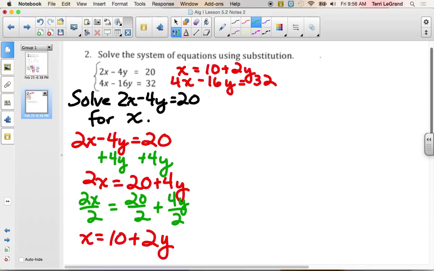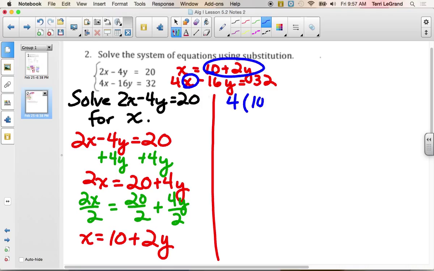Now, to be honest with you, I might have chosen the second equation and solved it for x, because then I wouldn't have had these big numbers to work with to substitute into. I would have gotten to divide everything by 4, and I'd have had some smaller numbers to work with, but it doesn't matter. So now we're going to take this right here, put it into this equation for x. So 4 times (10 plus 2y) minus 16y equals 32. Okay, go ahead and solve for y.